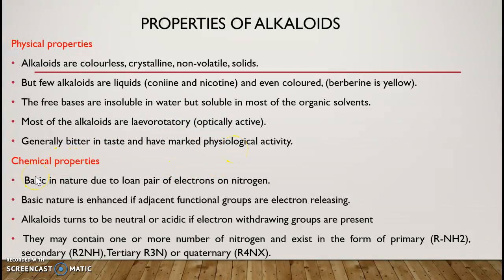Chemical properties. As in the definition we have seen, alkaloids are basic, nitrogenous compounds, and this basic nature is because of the presence of the nitrogen, as it carries a lone pair of electrons. This basic nature is enhanced if the adjacent functional groups are electron releasing. If the adjacent groups are electron withdrawing, the alkaloid turns neutral or acidic. They may contain one or more nitrogens and exist in the form of primary, secondary, tertiary or quaternary amine.